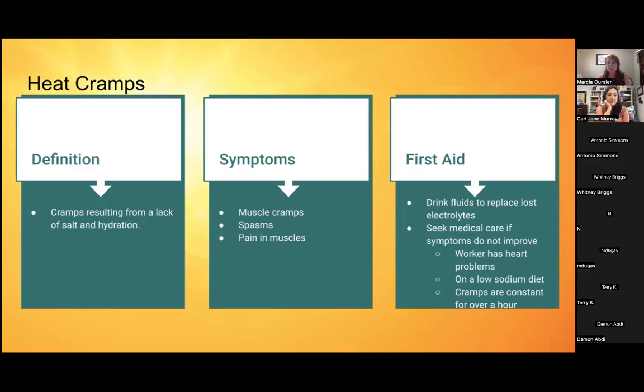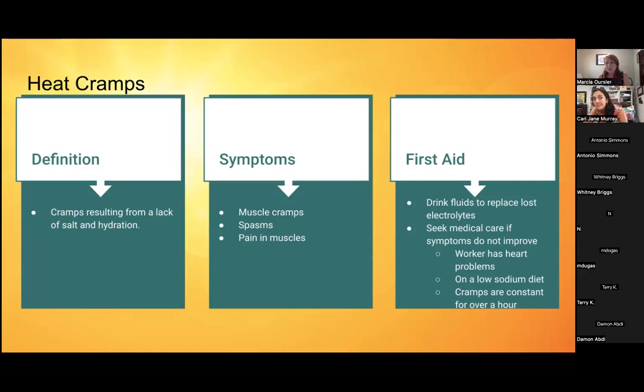The next illness that we're going to discuss is heat cramps. These are cramps resulting from a lack of salt and hydration. Symptoms include muscle cramps, spasms, or just pain in the muscles. For first aid, you want to provide electrolyte-rich drinks or salty snacks, as well as other hydration. But you want to seek medical care if these symptoms continue after an hour. If you're able to cool the individual and provide fluids and symptoms resolve, great. But if we still see symptoms after an hour, that's when you want to seek medical care.